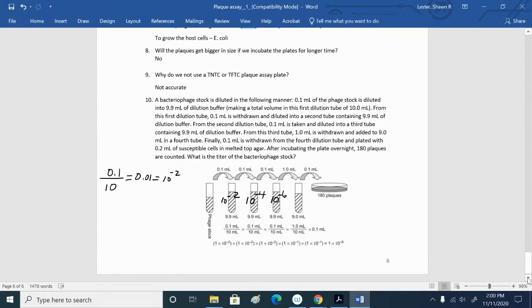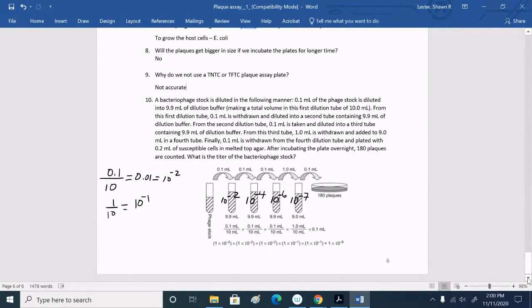Now we're going to transfer 1 milliliter into 9, right? So we're back to our standard 1 to 10 dilution. And we know that's equal to what? 0.1, or 10 to the -1, right? So -6 and -1 makes -7. Now the amount we're putting on the plate is 0.1 milliliters.